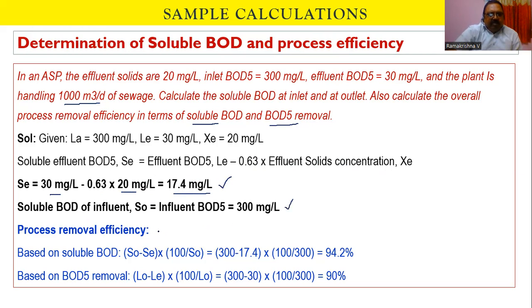Now calculate the process removal efficiency. The removal of soluble BOD is S0 minus SE with respect to initial soluble BOD S0, multiplied by 100 to convert the fraction into percentage efficiency. 300 minus 17.4 by 300 into 100, 94.2 is the efficiency based on soluble BOD. And efficiency based on overall BOD is L0 minus LE by L0 into 100. So 300 minus 30 by 300 into 100 is equal to 90%.